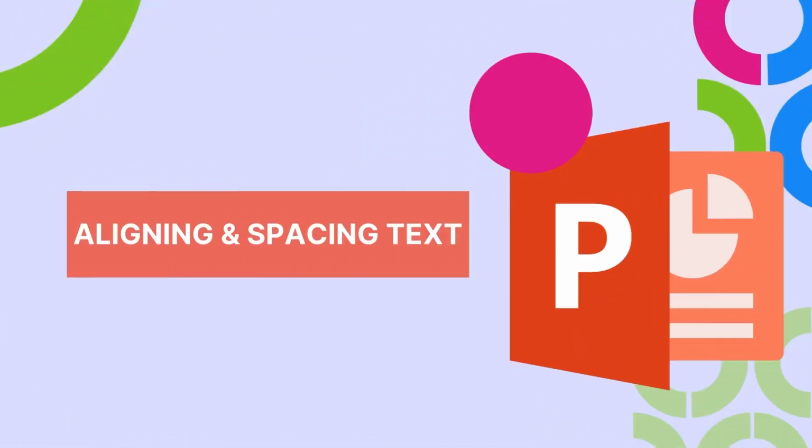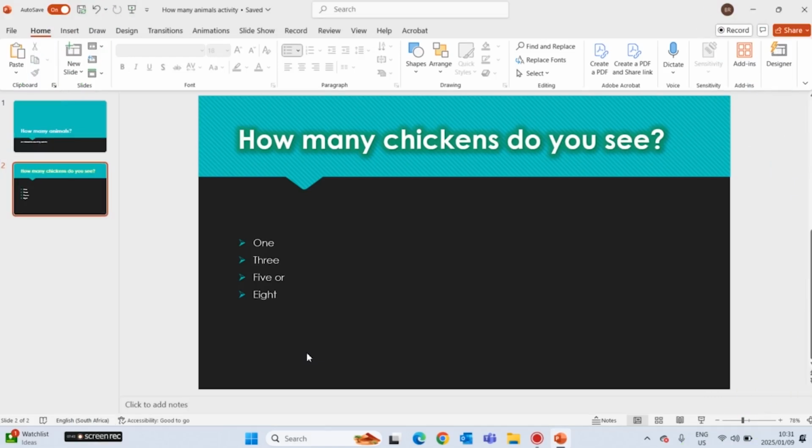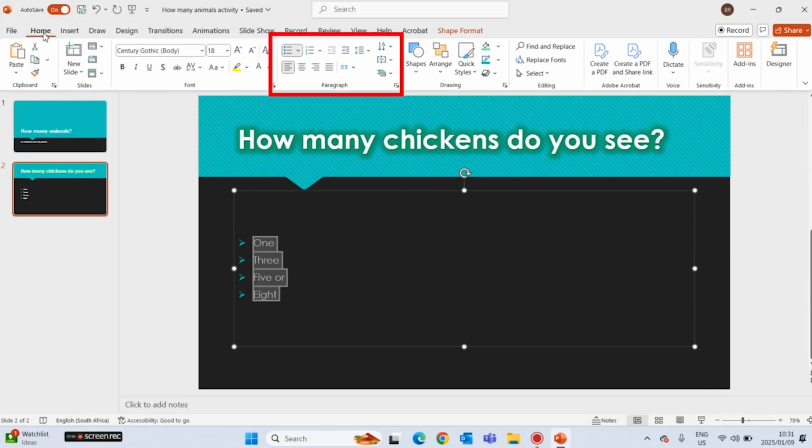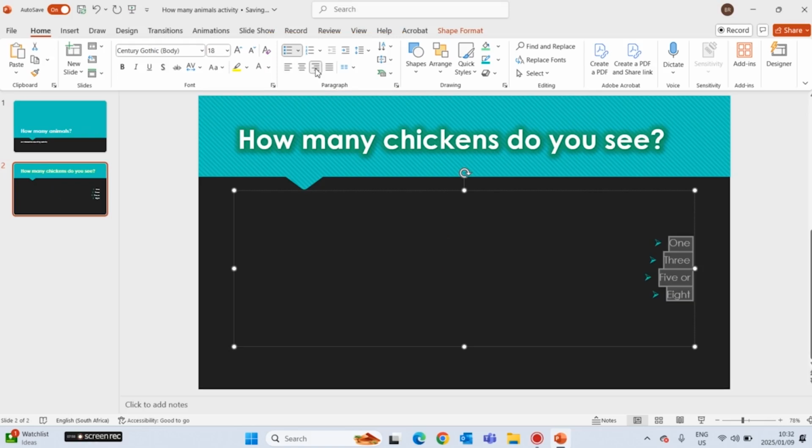Aligning and spacing text. Ensure your text is well positioned and easy to read. Aligning text. Select the text box or placeholder. In the Home tab, use the alignment options in the paragraph group to align text left, center, or right.